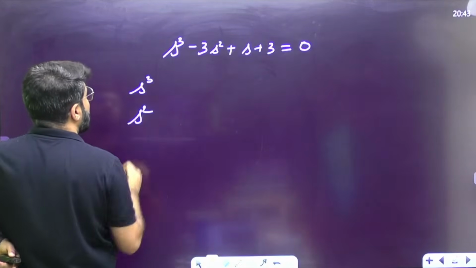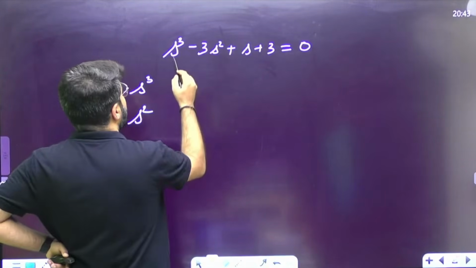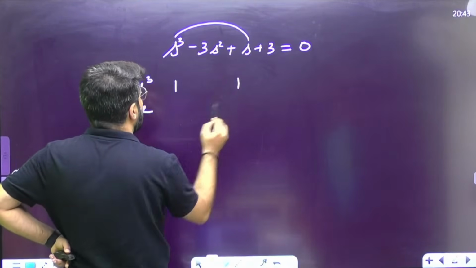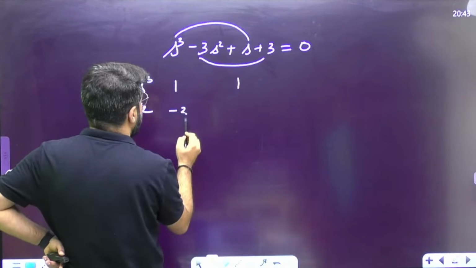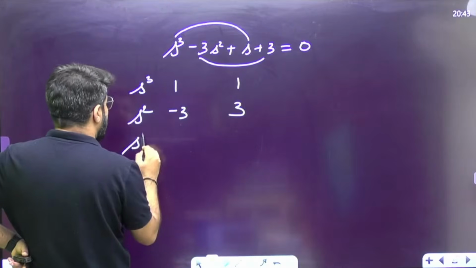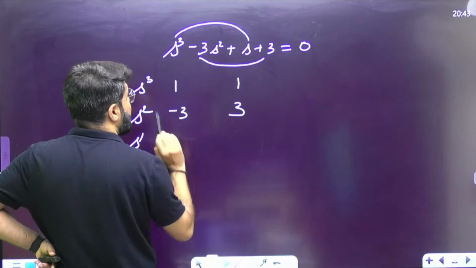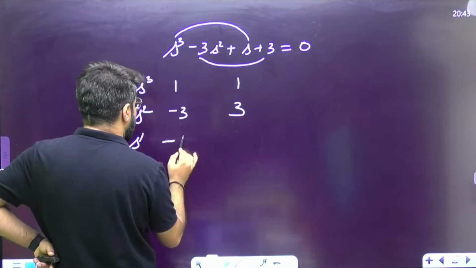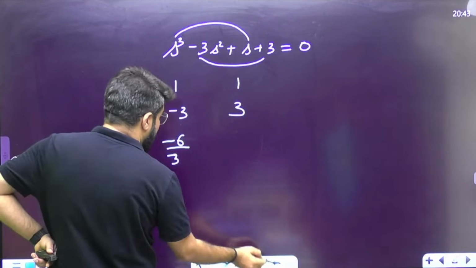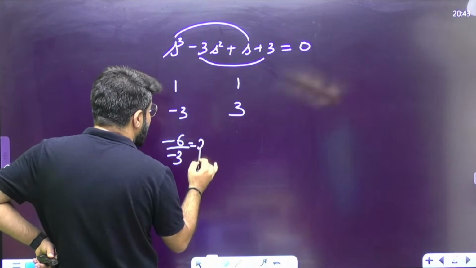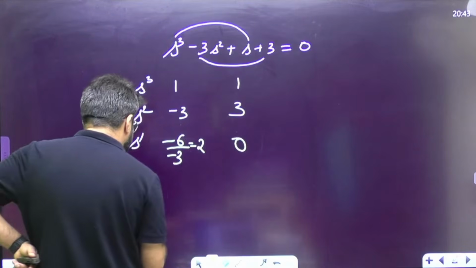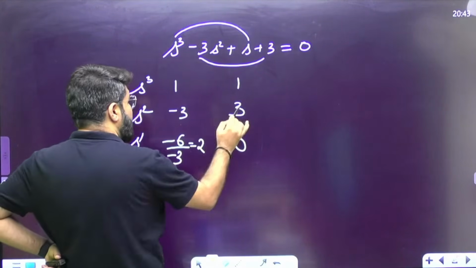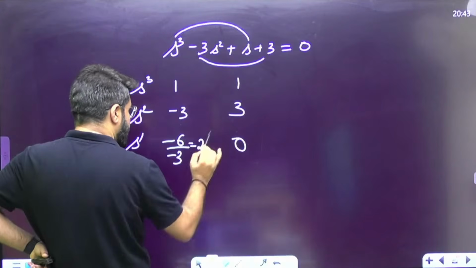Again going to the Routh-Hurwitz criteria. Alternate coefficients 1 and 1 here, and then minus 3 and 3 in the next row, the s square row. S power 1: minus 3, minus 6 upon minus 3, which will again become positive 2. Last element 0. S power 0: 2 into 3 by 2, which is 3.